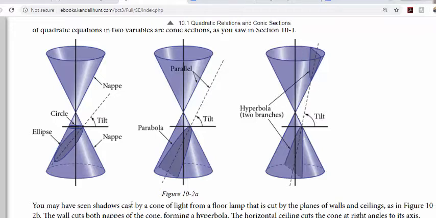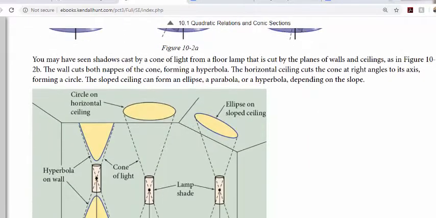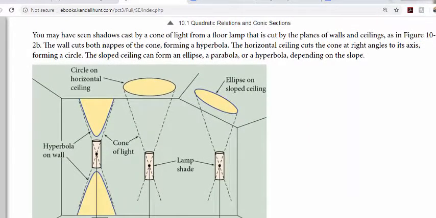Down below, it says, you may have seen shadows cast by a cone of light from a floor lamp that is cut by the planes of walls and ceilings, as seen in figure 2-b. Let me scroll down a little here. The wall cuts both nappes of the cone, forming a hyperbola. The horizontal ceiling cuts the cone at right angles to its axis, forming a circle. So you can see we've got this one over here, forming that hyperbola. This one over here, horizontal ceiling, we get a circle. This one over here, a slanted ceiling, we're going to end up with an ellipse. The sloped ceiling can form an ellipse, a parabola, or a hyperbola, depending on the slope. So just a couple of examples of where we're getting these conic sections from.